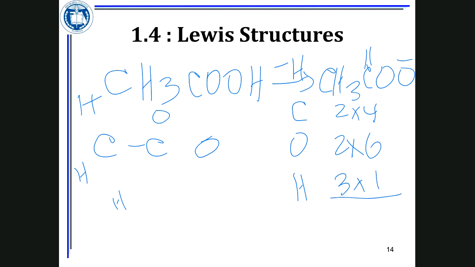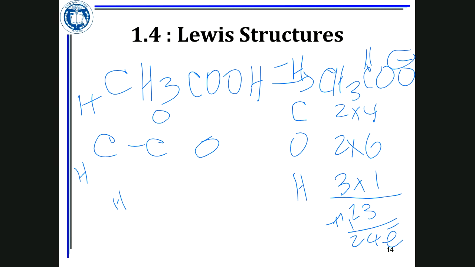Total number of electrons is going to be 8, 20, and 23. There is a negative charge here. For the negative charge, we need to add 1 more electron. So plus 1, that's going to be 24 electrons. We start with 24 electrons. The first step, you already responded, we need to connect them.